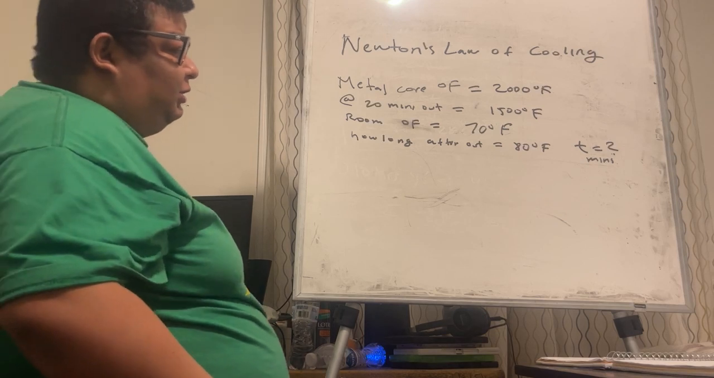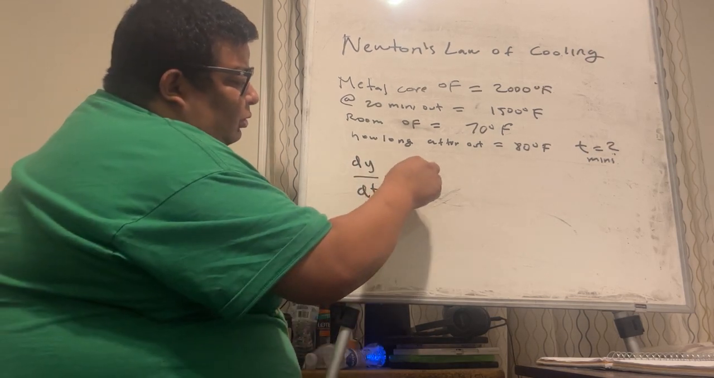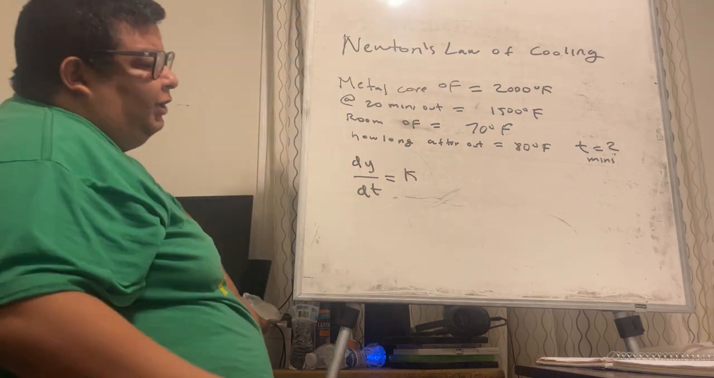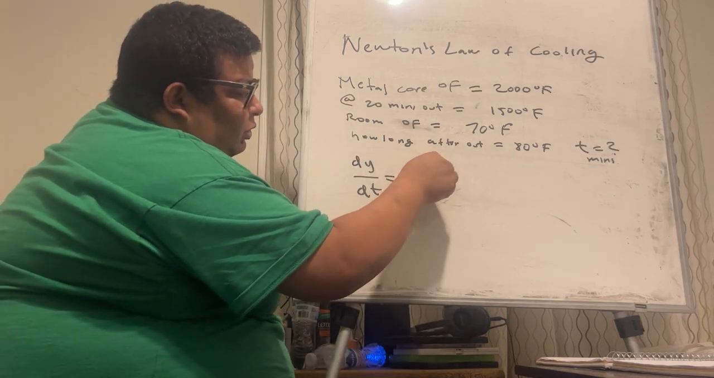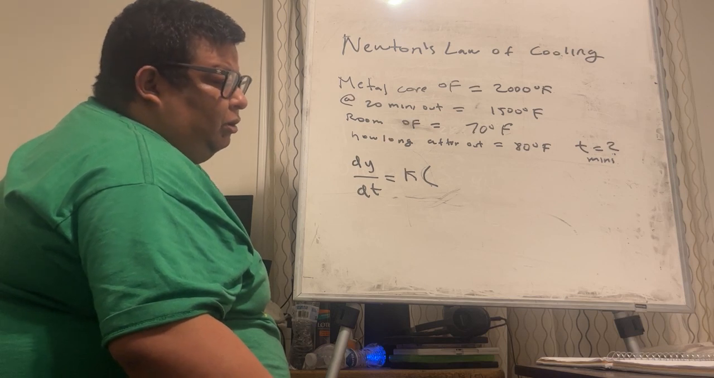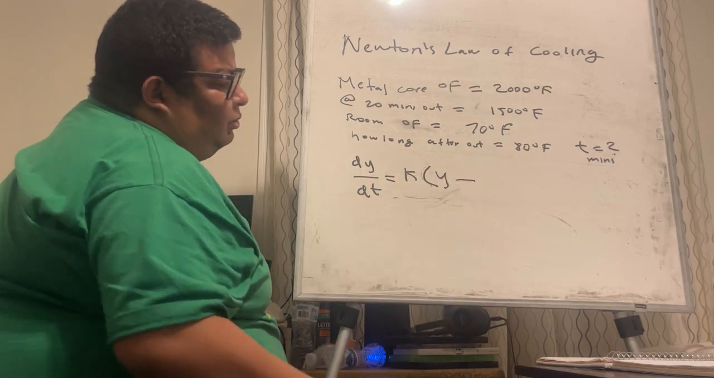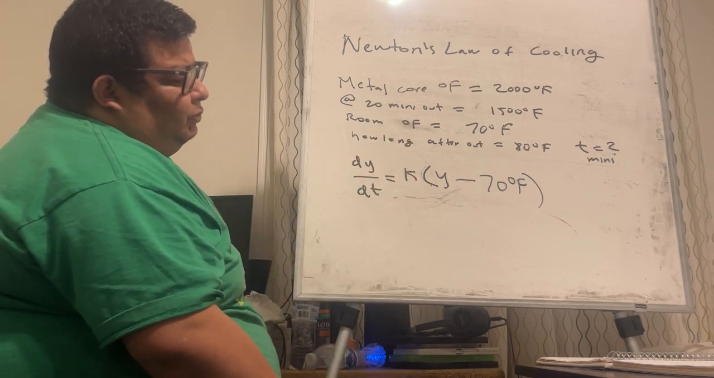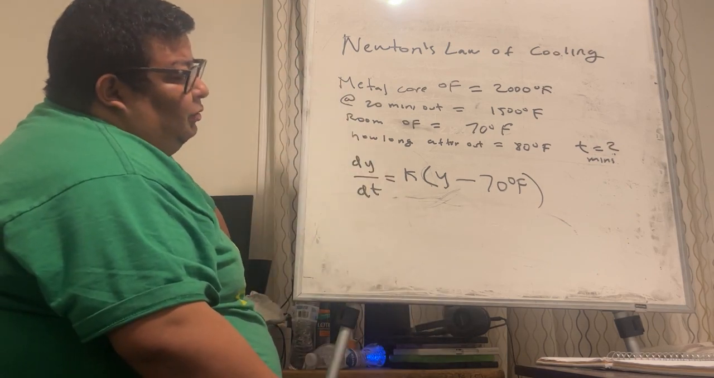So Newton's law of cooling states as follows. You have dy/dt is equal to k times y minus the room temperature, which is 70 degrees Fahrenheit for this particular example, where y is the temperature. In other words, the rate of change of temperature is proportionally related to y minus the room temperature.